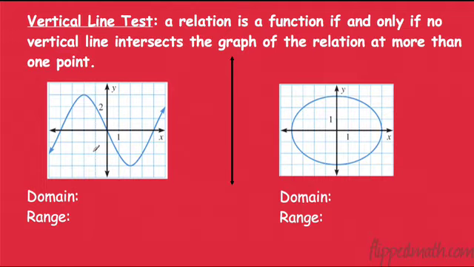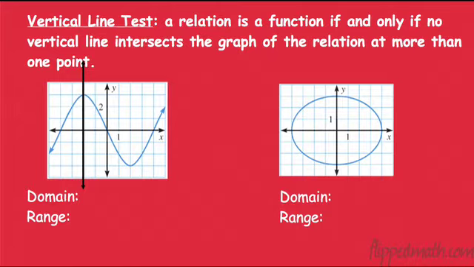Now the great thing about functions, we're going to look at a lot of graphs for this section. There's an easy way to use a graph and a vertical line. We call it the vertical line test to see if it's a function. A relation is a function if and only if no vertical line intersects the graph of the relation at more than one point. Now take a look here. I'm going to draw this.